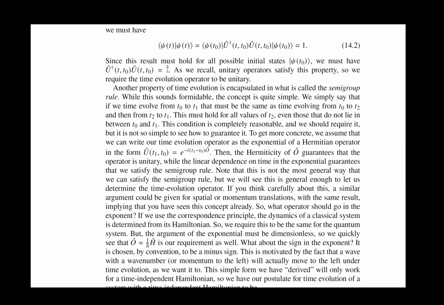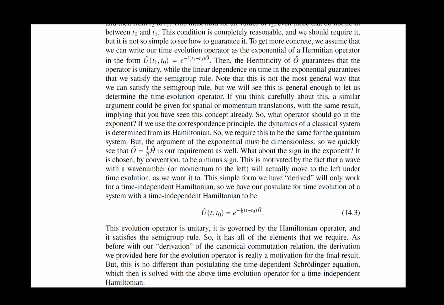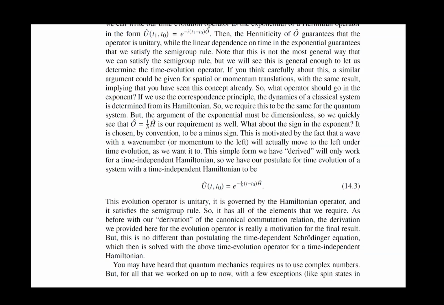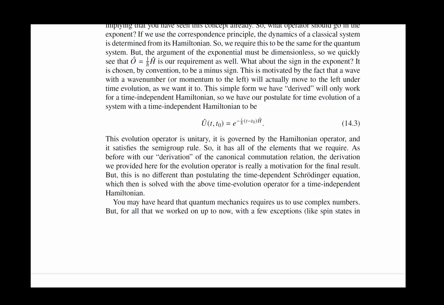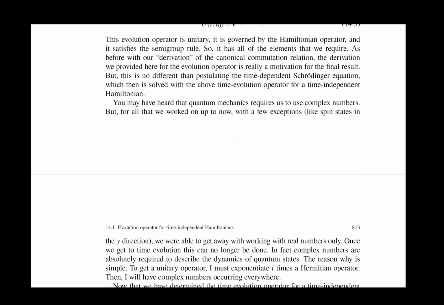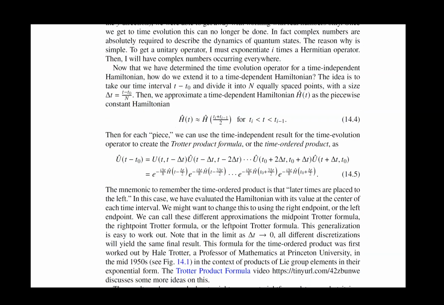It turns out the simplest way to get that to work is by an exponential whose argument is proportional to time. Then, because we want the time evolution to be governed by the Hamiltonian, that tells us what the operator has to be. And then finally, there's an overall sign that needs to be picked, and that's picked by convention. And then we just have discovered what the time evolution operator is.